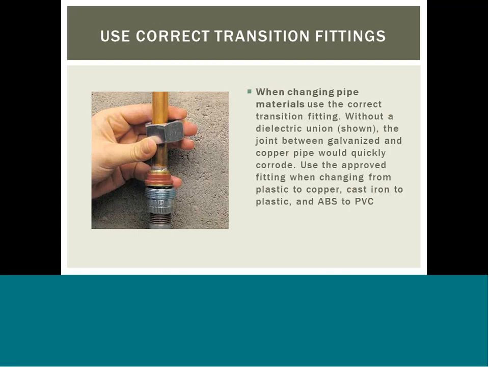When changing pipe materials, use the correct transition fittings. Without a dielectric union, shown in the picture, the joint between galvanized and copper pipe would quickly corrode. Use the approved fitting when changing from plastic to copper, cast iron to plastic, and ABS to PVC.